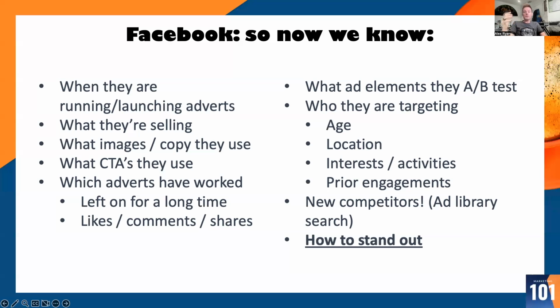Probably the most important, who are they targeting? What age, what location, what interests and activities, what prior engagements, as in what posts and pages have they been engaging with? So you can set that yourself in the back end. And finally, new competitors. By searching the ad library, you've found maybe some new competitors to add to your list and interrogated their adverts as well. It's got loads and loads of information.